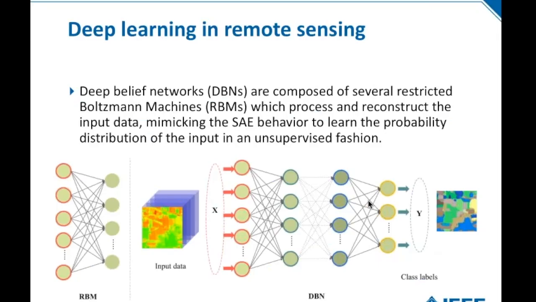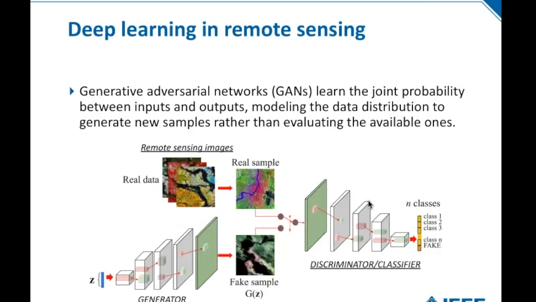Another famous model is the deep belief network, which is composed of several restricted Boltzmann machines which process and reconstruct the input data. This architecture is somehow similar to the stacked autoencoder in the sense that we learn the probability distribution of the input in an unsupervised fashion. And finally, I would like to mention generative adversarial networks, GANs, which are also supervised and learn the joint probability between inputs and outputs, modeling the data distribution, to generate new samples rather than evaluating the available ones. This is very interesting because we can generate additional training samples when there is a limitation or a limited presence of them a priori.